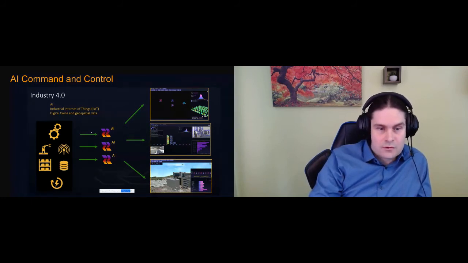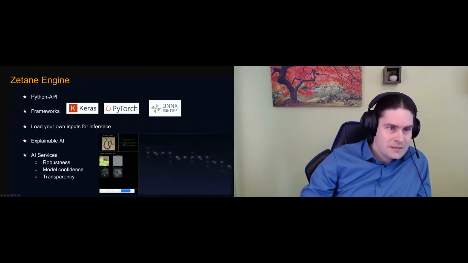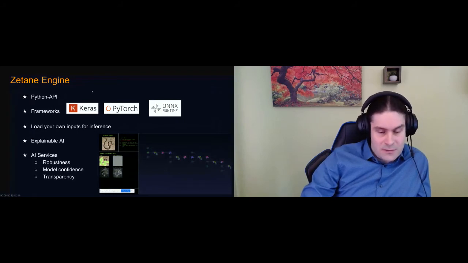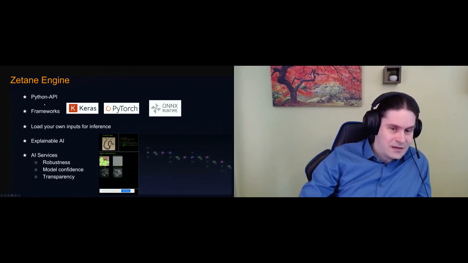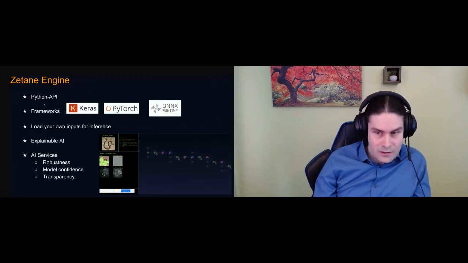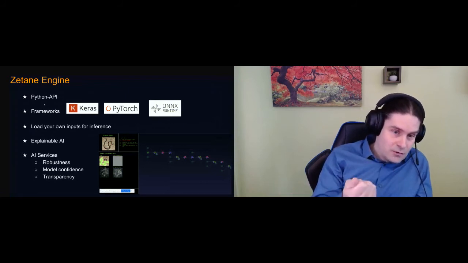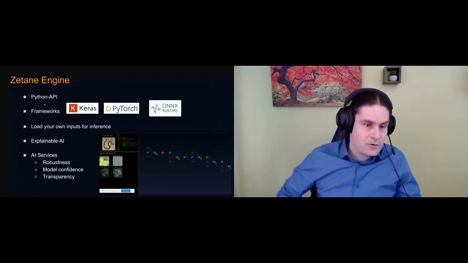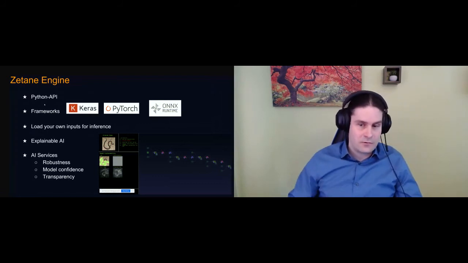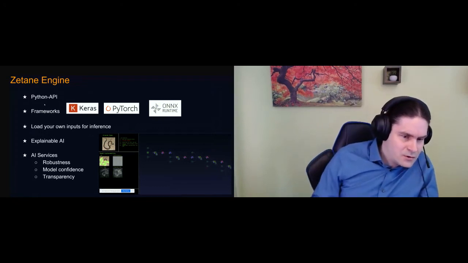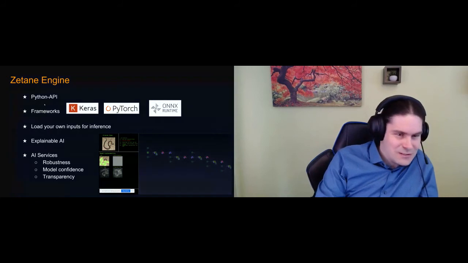And yeah, at this point, I think I'll just review a few of the things. Basically, we have the Zetane engine, which is beyond the free viewer. There's a Python Zetane API, so directly from your code, you can launch your model in the Zetane engine. It supports any framework, and you can load your inputs for inference. We also have libraries for explainable AI that are part of our Python import files. And we really focus on robustness, model confidence, and transparency. And like I said, if you want to download it, it's here.